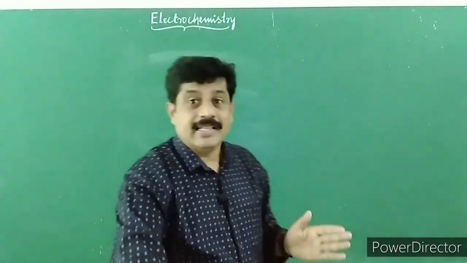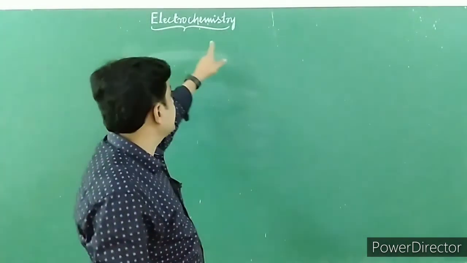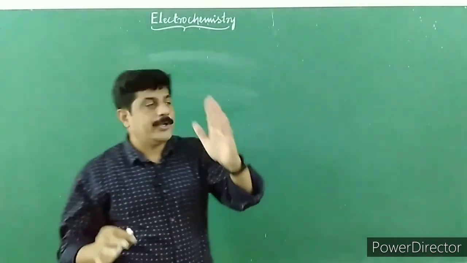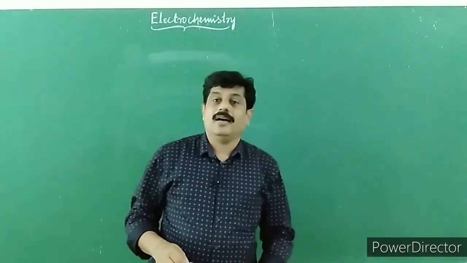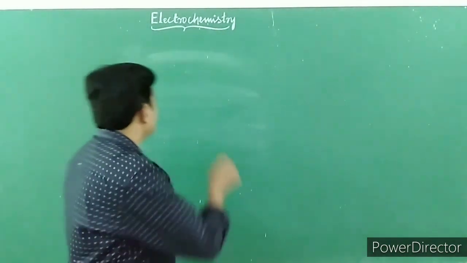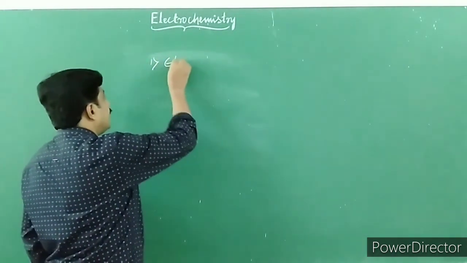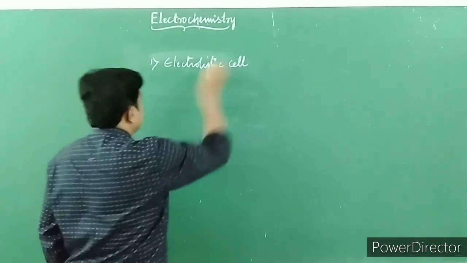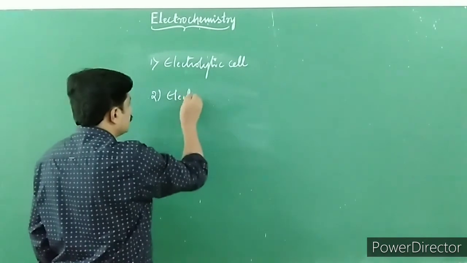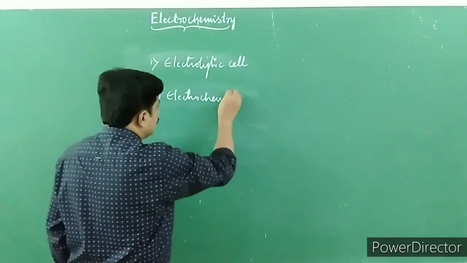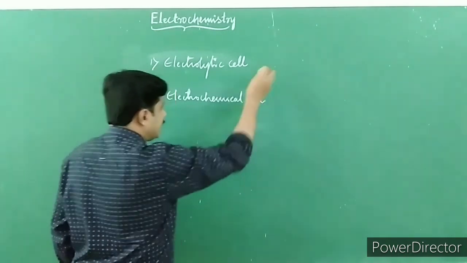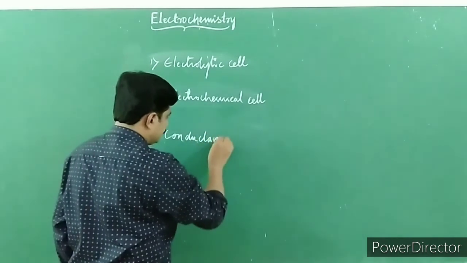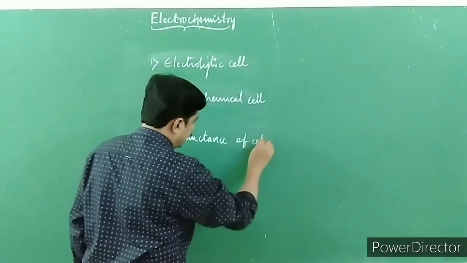With this introduction, let me take up the next unit, that is electrochemistry. Children, in fact, we are going to study electrochemistry under three parts. Let me write. Number one, electrolytic cell. Second one, electrochemical cell, which is also called galvanic cell. We will take up later. Third one, conductance of cell.